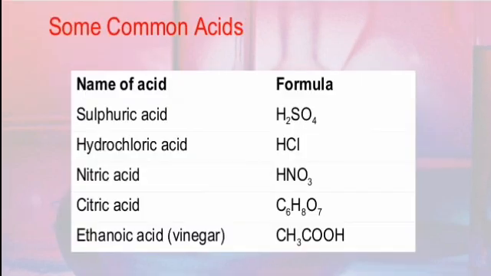Here are some common acids with their formulas. For example, sulfuric acid, that is H2SO4, hydrochloric acid, that is HCl, nitric acid, that is HNO3, citric acid, that is C6H8O7, and ethanoic acid or vinegar, that is CH3COOH.